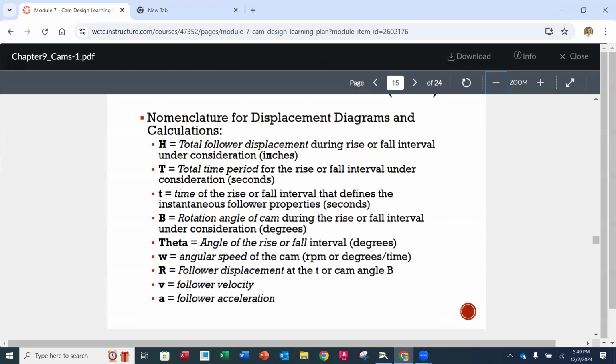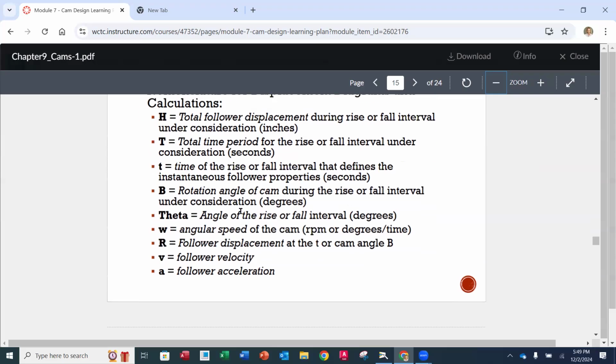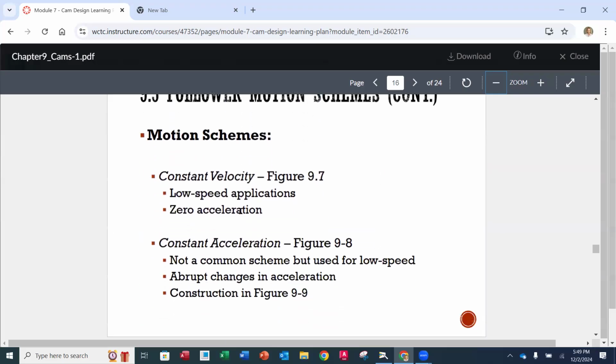Now, I'm not going to worry about this. I'm going to breeze over it, because a lot of it doesn't come into play with the equations that we use. The ones that we look at are going to be the total time, our displacement in terms of our rise and our falls, and then our betas. Those are going to be the most common.